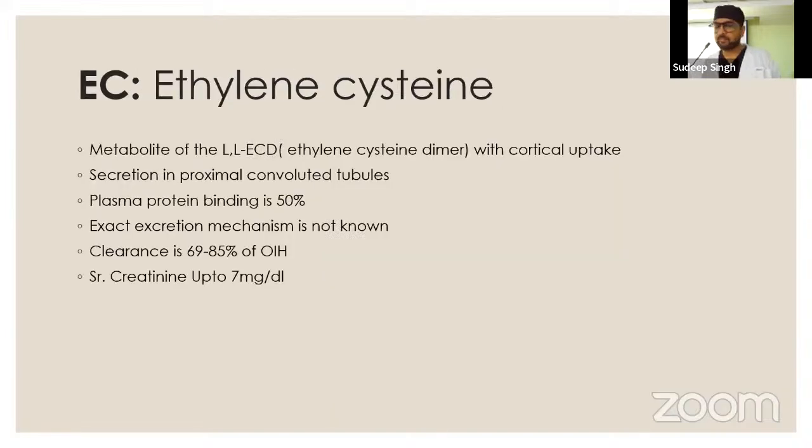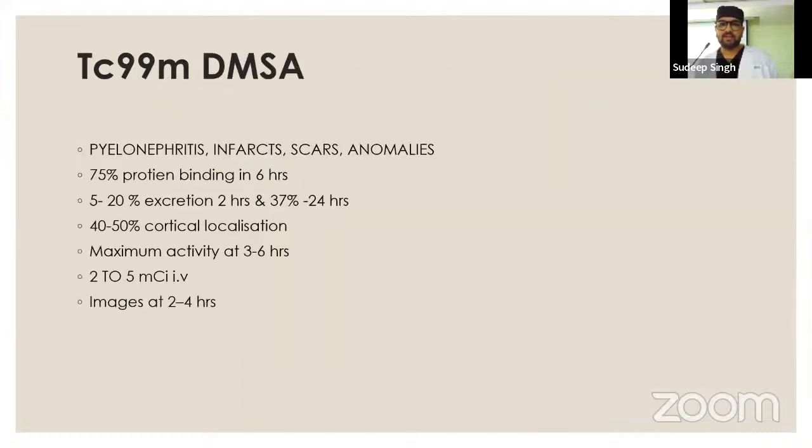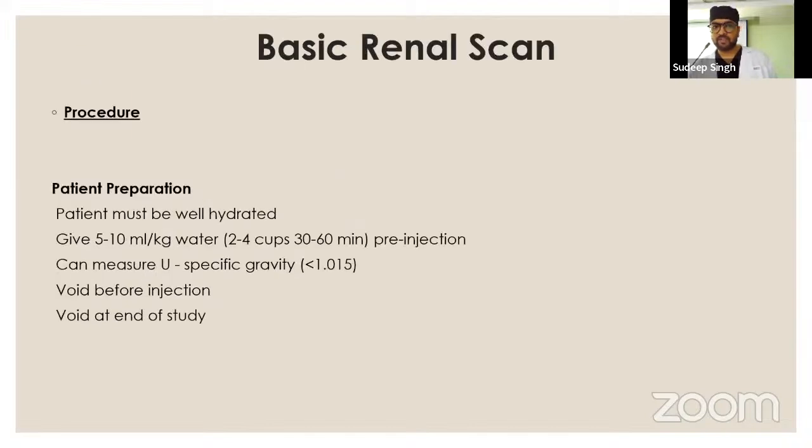If the creatinine is up to 7 milligram per deciliter, this can be used. Then there are cortical binding agents, DMSA and GHA. Coming to DMSA, it can be used in pyelonephritis, infarct, scars, anomalies. It has 75% protein binding in 6 hours, and 5 to 20% is excreted in 2 hours, and 40 to 50% cortical localization. Images are at 2 and 4 hours.